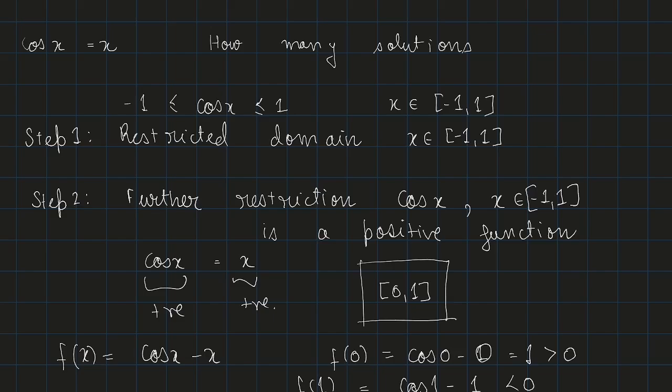The third thing is to check the endpoints. As soon as I have my domain, and it's great if the problem is already giving you the domain, the first thing I do is check the value of the function at the endpoints, okay? Because that already gives me an idea whether I'm getting at least one solution or none, or what is exactly happening. And then I try to differentiate and see what the graph looks like on that particular domain, okay? So that's what it is for this problem.